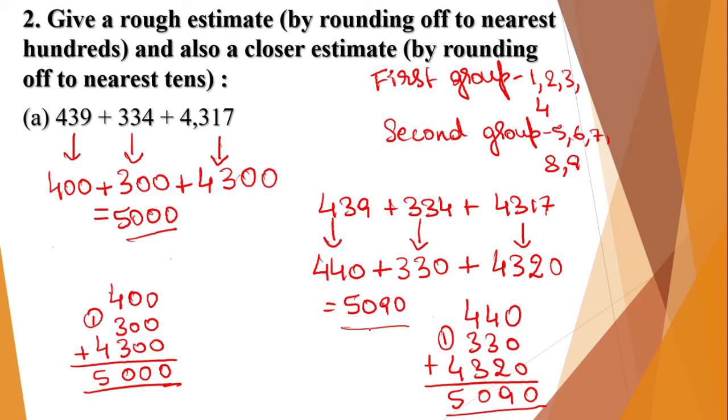Now you can see here we added and estimated the same numbers, but here we got 5000 and here we got 5090. So here we are getting an even more accurate answer. 5090 is greater than 5000, right? So here we are getting the tens place also. So if we estimate to larger place values like hundreds, we will get approximate answers. But if we estimate to tens, it will give us an even more accurate answer. So we will get 5090 if we estimate to the nearest tens. So now let's see the next question.